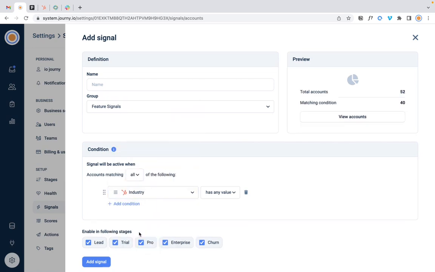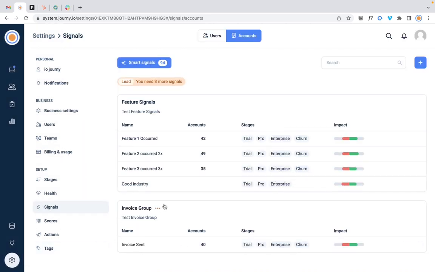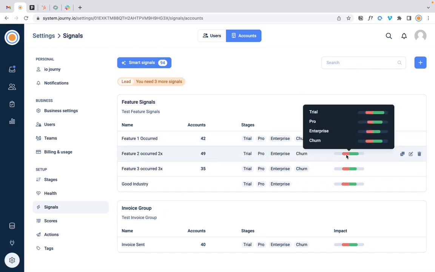that you can do. For example, you'd like somebody to be in the computer software business. That would be one signal which you call good industry, and this would be valid when an account is in trial, in pro, and enterprise, but not in churn. Let's add that signal.